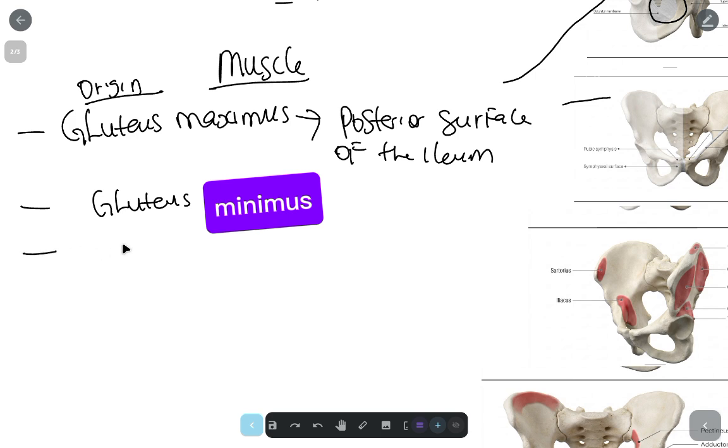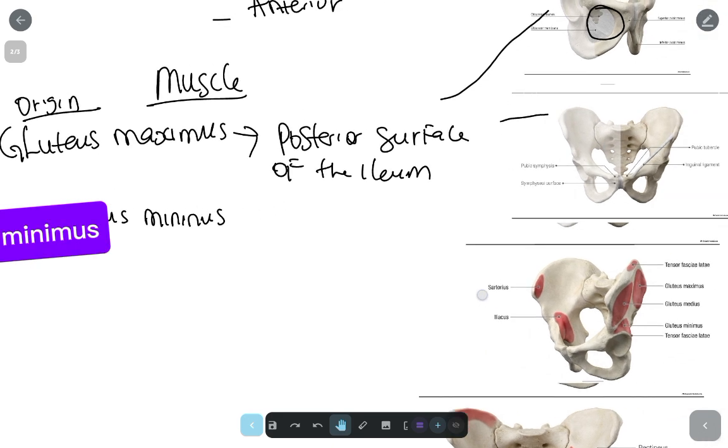So another muscle is the gluteus medius, which originates at the gluteal surface between the anterior and the posterior gluteal line. So we have the tensor fasciae latae, and the tensor fasciae latae originates from the anterior superior iliac spine and the iliac crest.